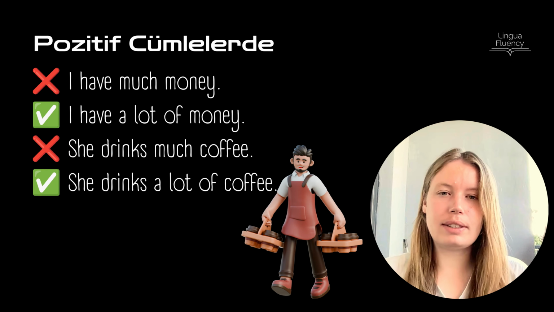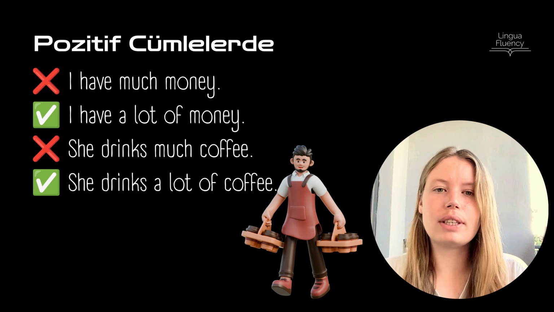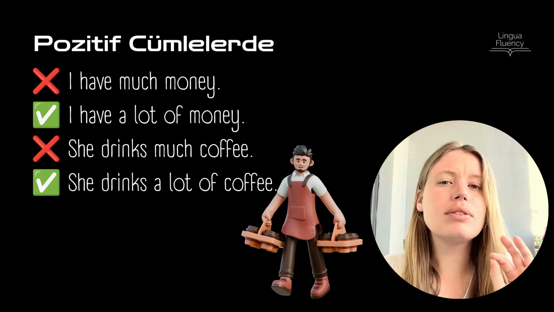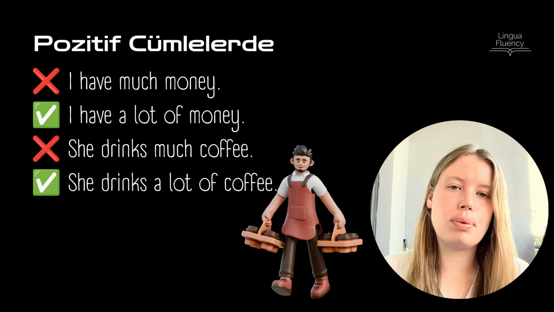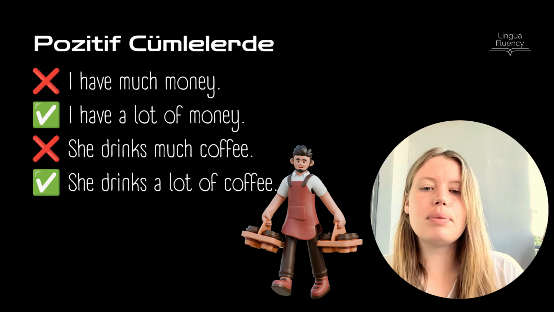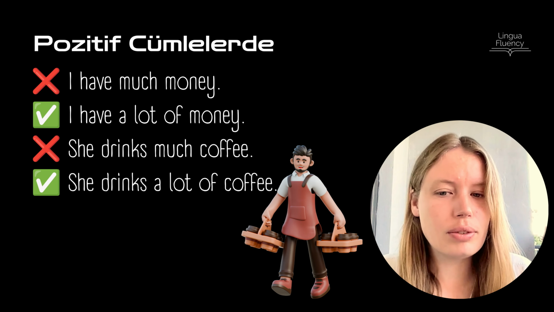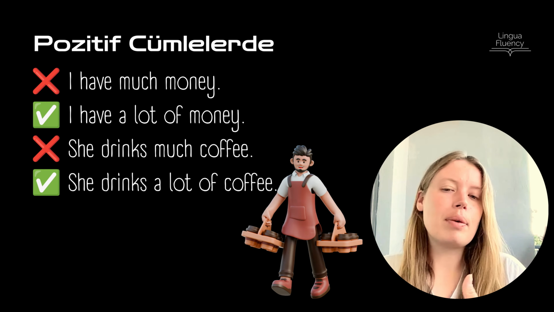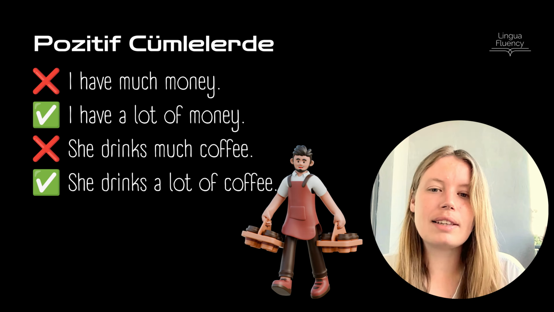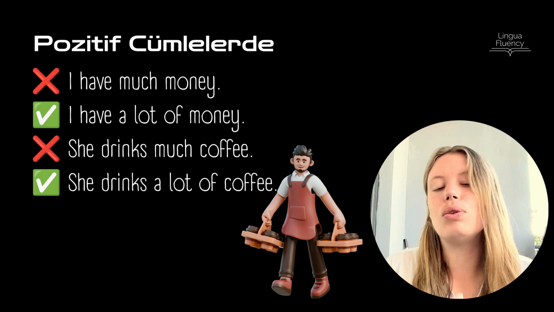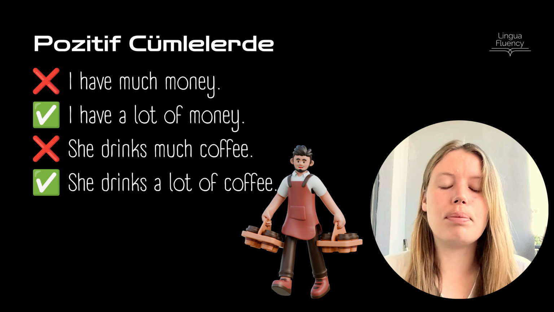In positive sentences, we use alternatives such as a lot of and lots of. By the way, they have no difference. You can use them both for countable and uncountable nouns. For example, we have here, I have a lot of coffee. She drinks a lot of coffee. So both of these sentences are positive. That's why it's better to use a lot of or lots of instead of much.